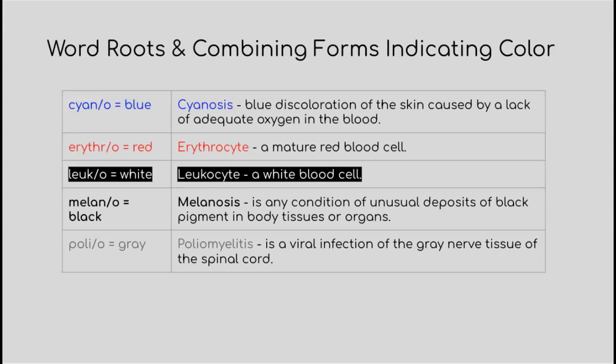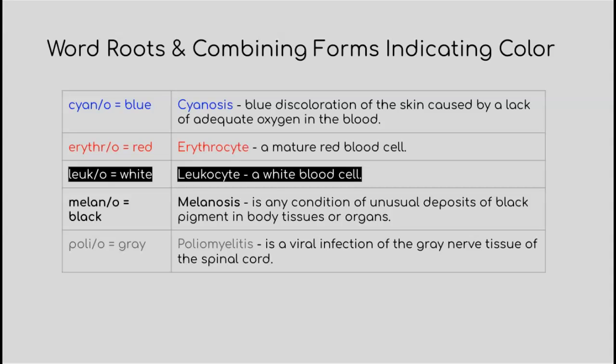Word roots and combining forms that indicate color. There are several. They're actually pretty interesting. I have them labeled in the color in which they are technically considered. So cyano is a combining form that indicates blue. An example would be cyanosis, the term listed above, blue discoloration of the skin caused by a lack of adequate oxygen in the blood. Cyanosis.